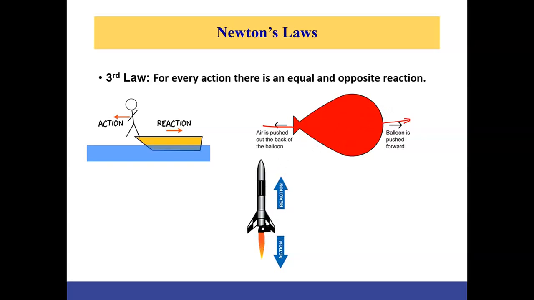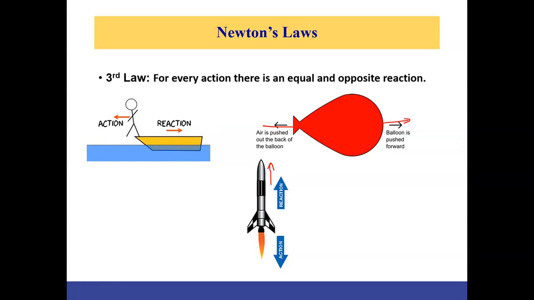Rockets burn rocket fuel inside the engine, and the exhaust gases exit the rocket with high velocity in the downward direction. As a result, the rocket experiences a force or reaction in the upward direction and it flies up. If you are standing on a boat and you jump from the boat in one direction, then the boat will travel in the opposite direction. So every action has an equal and opposite reaction.